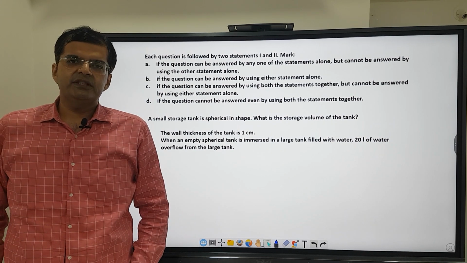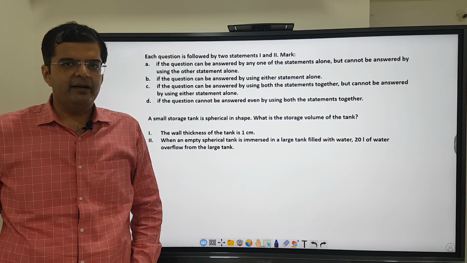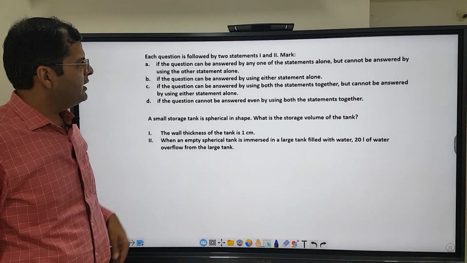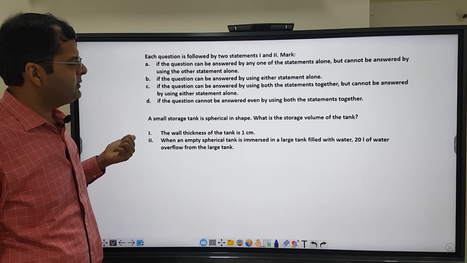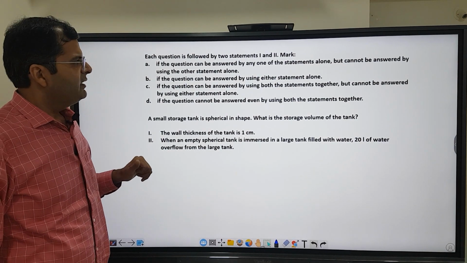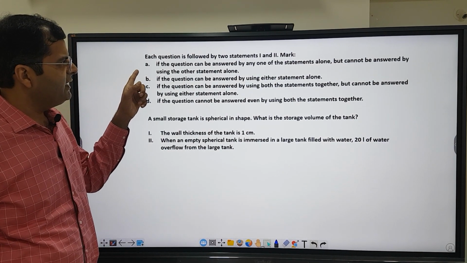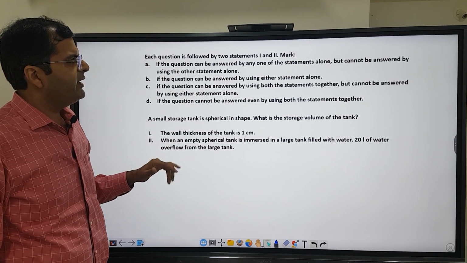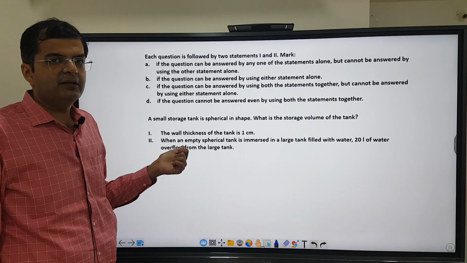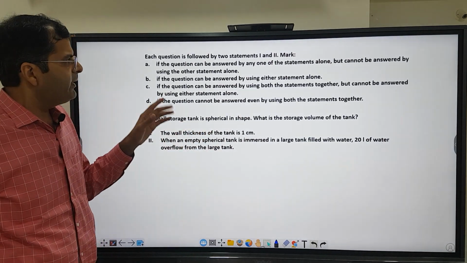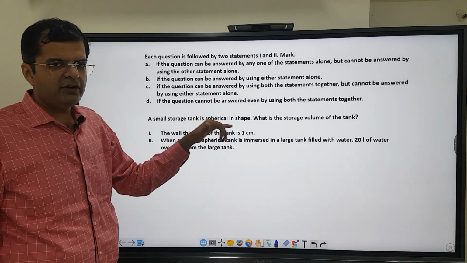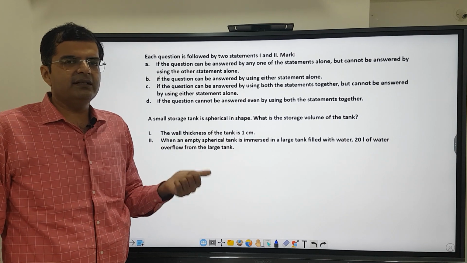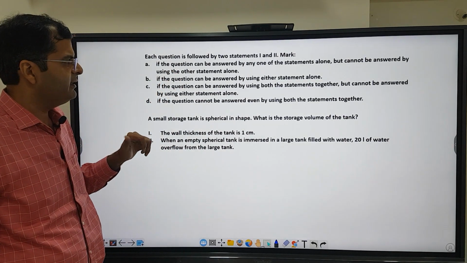So this is the data sufficiency question from the CAT 1999 paper. In a data sufficiency question you have two statements. Mark answer A if the question can be answered by one of the statements alone, but cannot be answered by using the other statement.